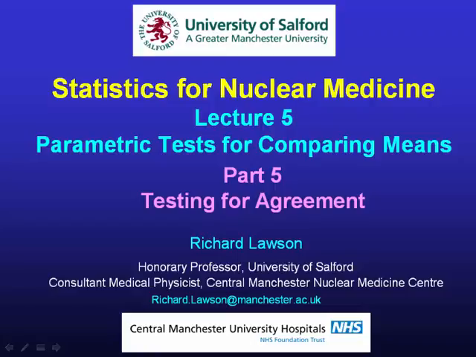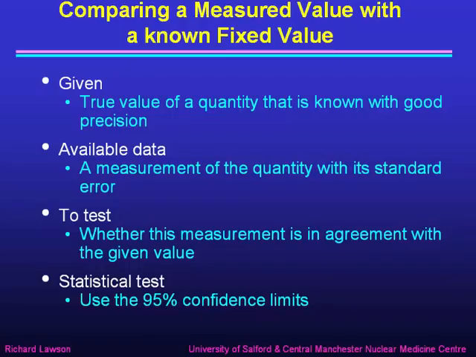This is part 5 of my lecture on parametric tests for comparing means, in which I'm going to be looking at how we test for agreement. We can compare a measured value with a known fixed value.